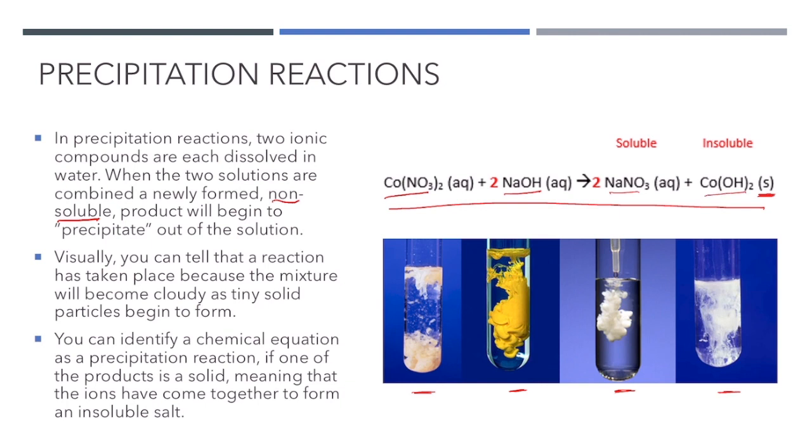And I can clearly see that cobalt is going to come over here and react with hydroxide to form cobalt hydroxide, and that sodium is going to come over here and react with nitrate to form sodium nitrate. All right, so double replacement for sure.